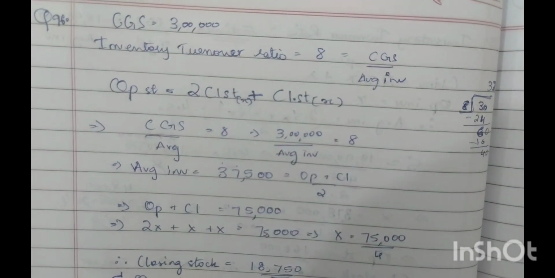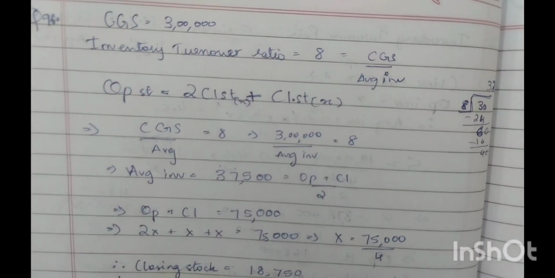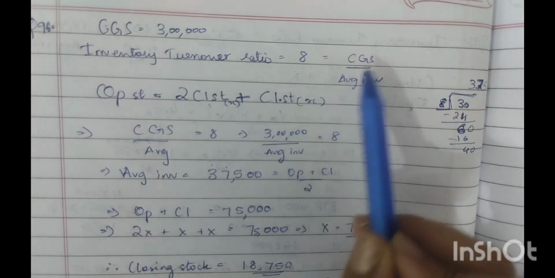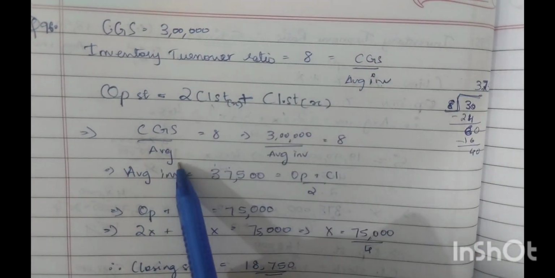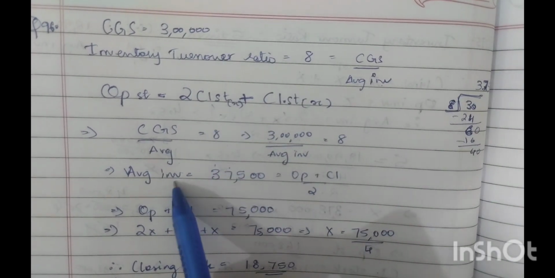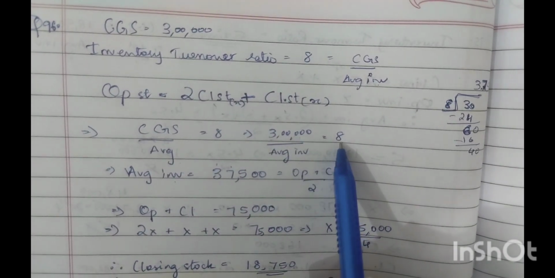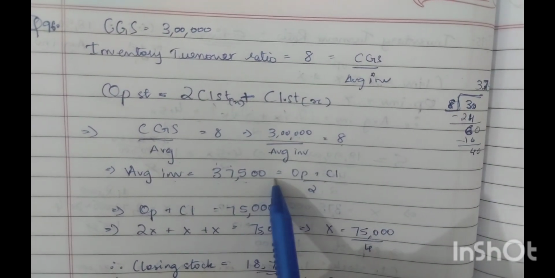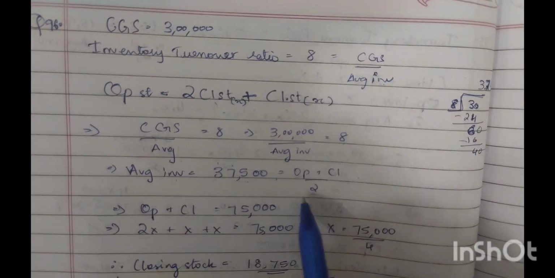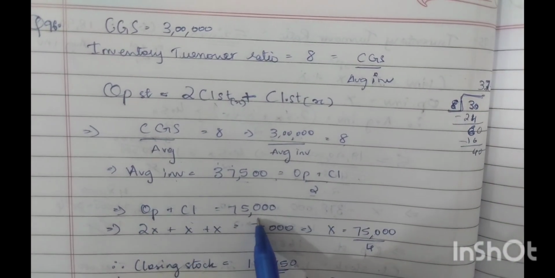But here we don't have closing stock either. So we take it to be X, or you could take it to be closing stock itself, anything that's easy while calculating. So inventory turnover ratio is 8, which is CGS by average inventory. We know CGS is given to us as 3 lakh. Through this we can find that average inventory is equal to 3 lakh by 8, which is 37,500. So 37,500 is opening stock plus closing stock by 2. This means that opening and closing stock together is equal to 75,000.